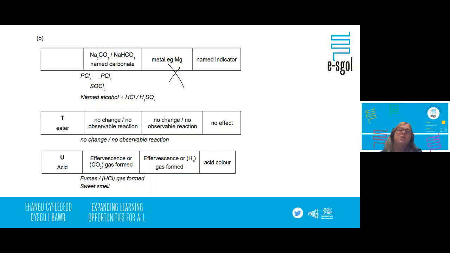Okay, you can also use an indicator, I suppose, because we know that the pH of esters and acids are different. If you looked at litmus, for example, blue litmus would go red in the acid, but the ester will not prove acidic to turn the colour change from blue to red. So that is a possibility as well.